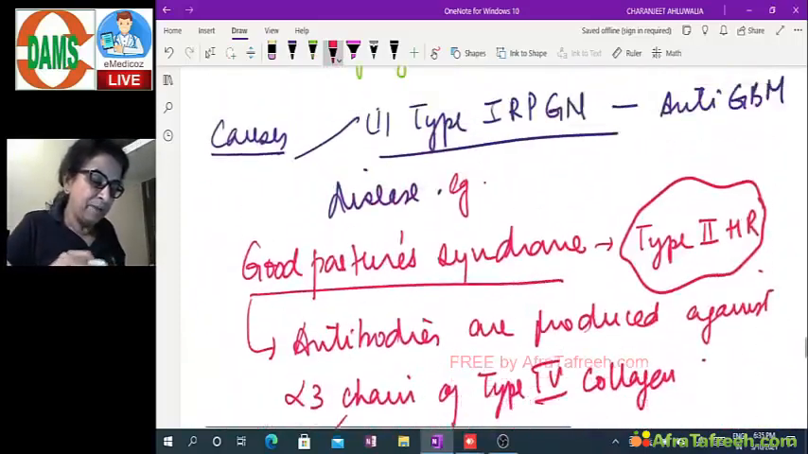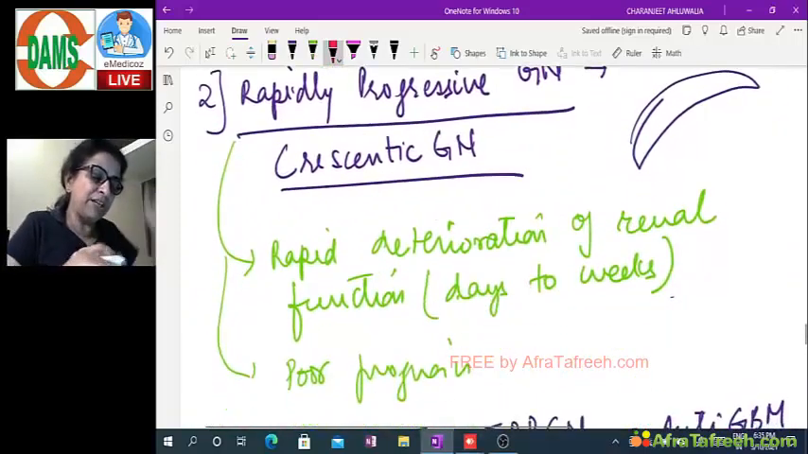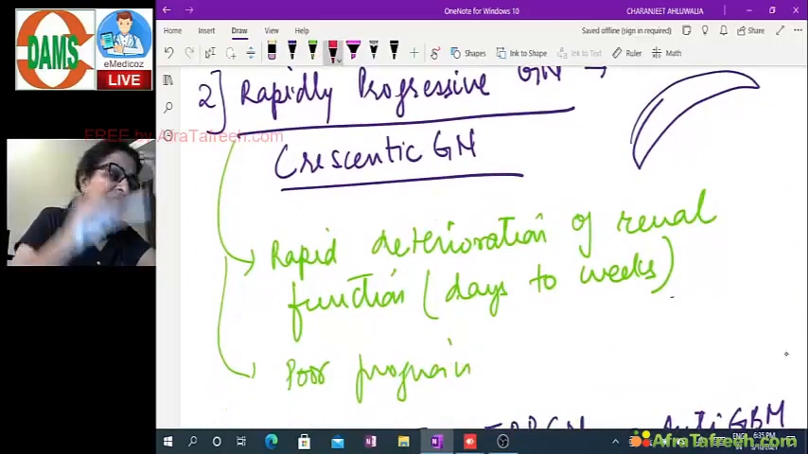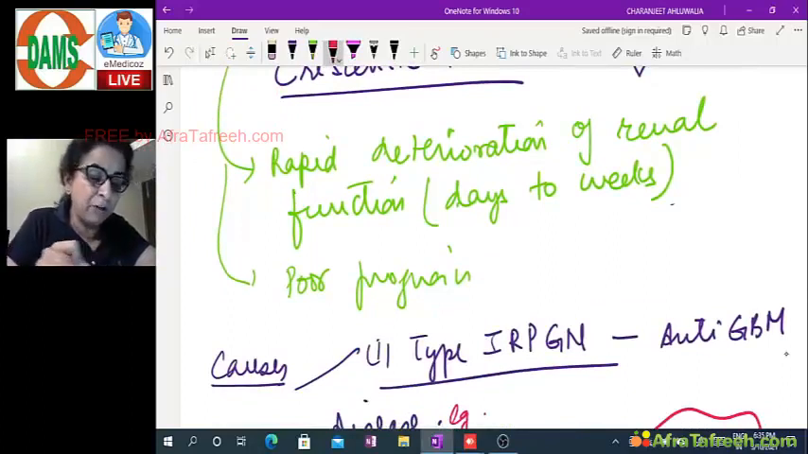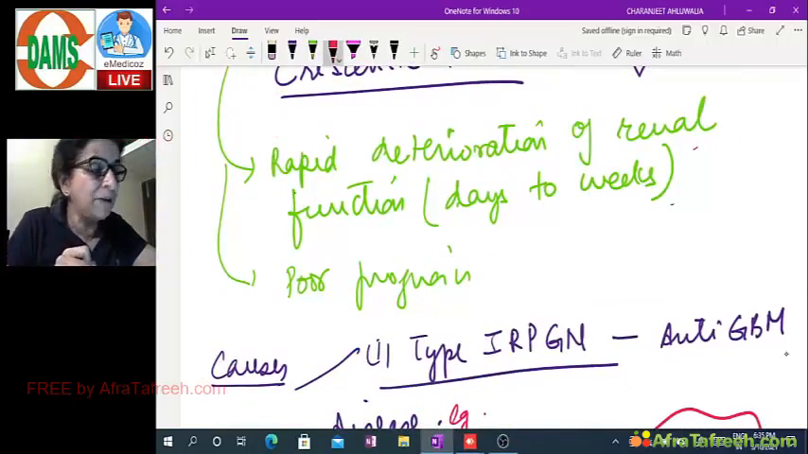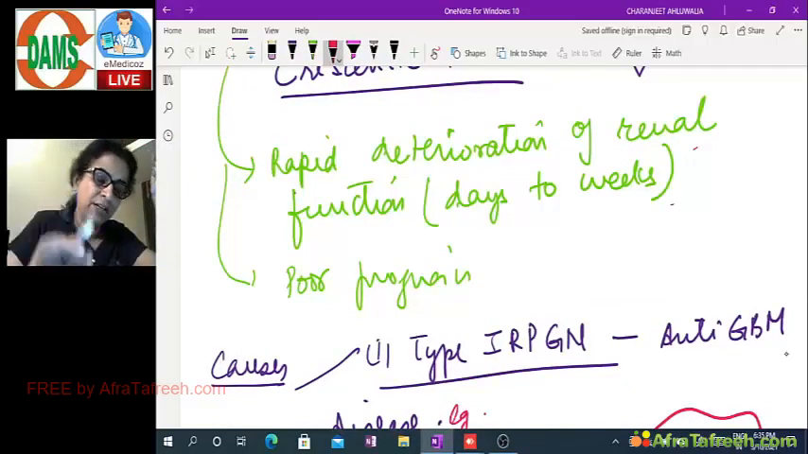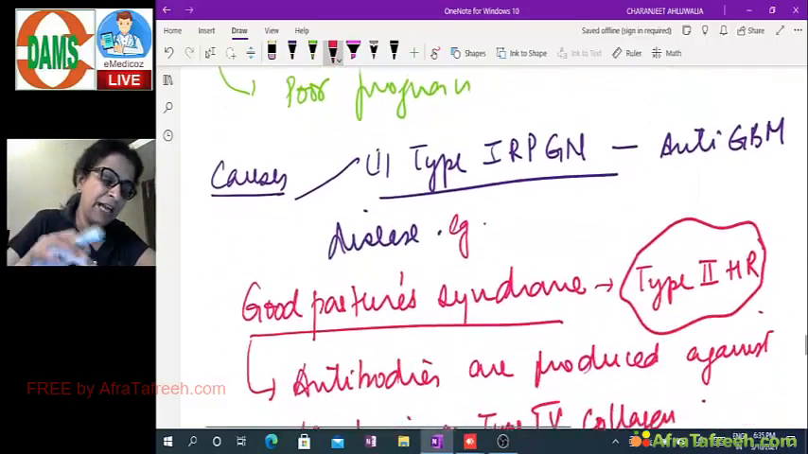So once again, let's come back. RPGN is also called crescentic glomerulonephritis. I'll tell you why. What is RPGN? It is a type of glomerulonephritis which causes rapid deterioration of renal function. How rapid? Within days to weeks the renal function deteriorates and it carries a poor prognosis.